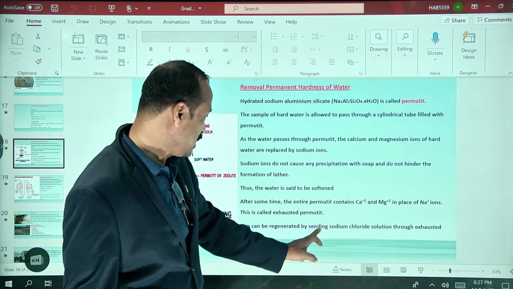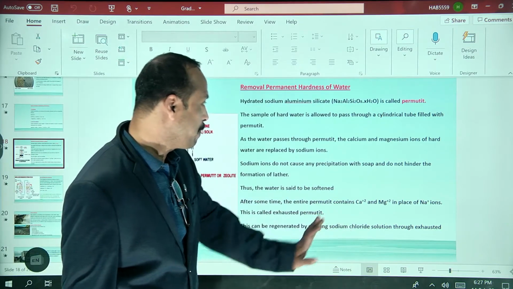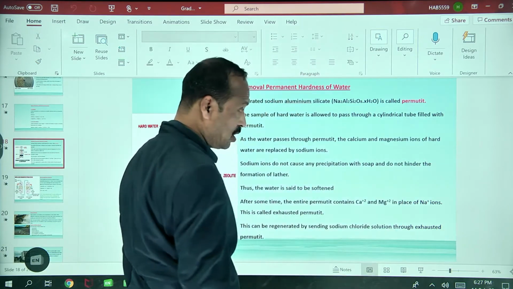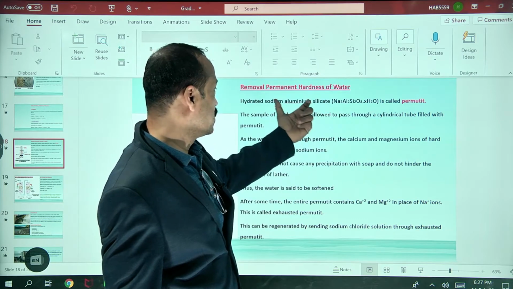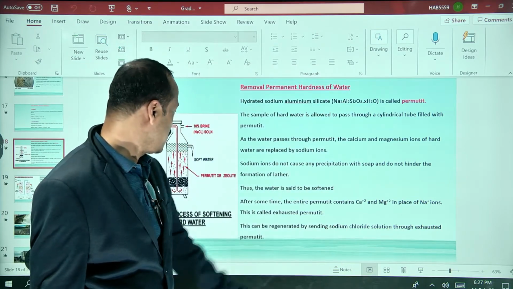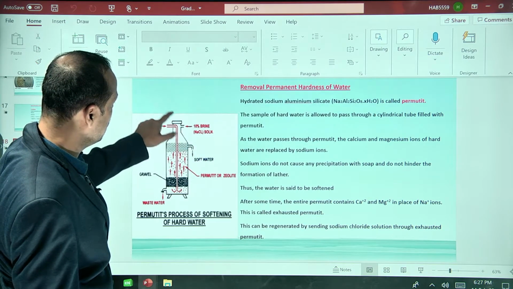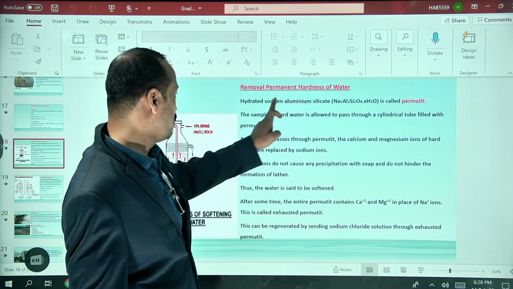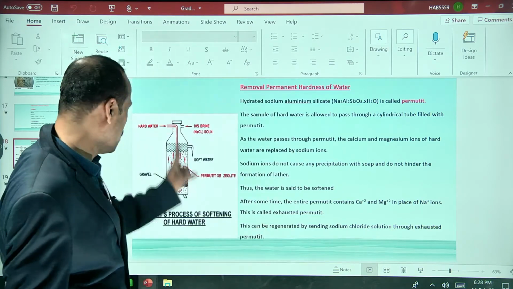It can be regenerated by sending sodium chloride solution. This permutit is also called zeolite. Zeolite's formula is sodium aluminum orthosilicate, so sodium aluminum hydrated silicate is enough. And we are sending 10% sodium chloride solution. Can you see here? In this, 3 are there: zeolite, sodium aluminum silicate, and sodium chloride. Which is not there? Sodium carbonate is not there.